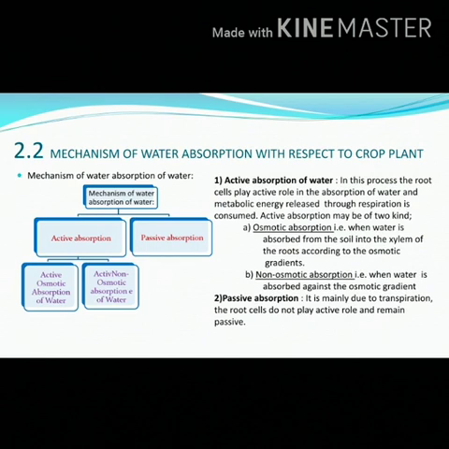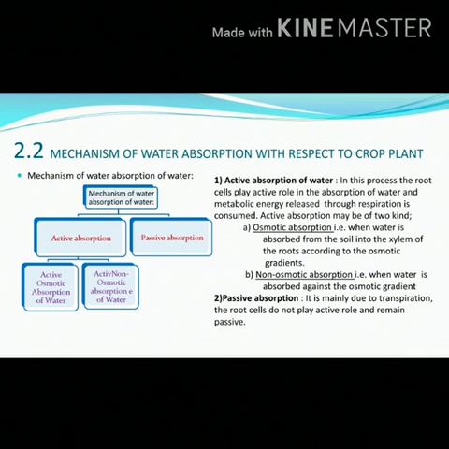This water absorption from soil is carried out by different mechanisms. And now we are going to discuss these different mechanisms of water absorption. There are two main mechanisms of water absorption. The first one is active absorption and the second one is passive absorption. Active absorption is again divided into two types: one, active osmotic absorption of water, and second, active non-osmotic absorption of water.